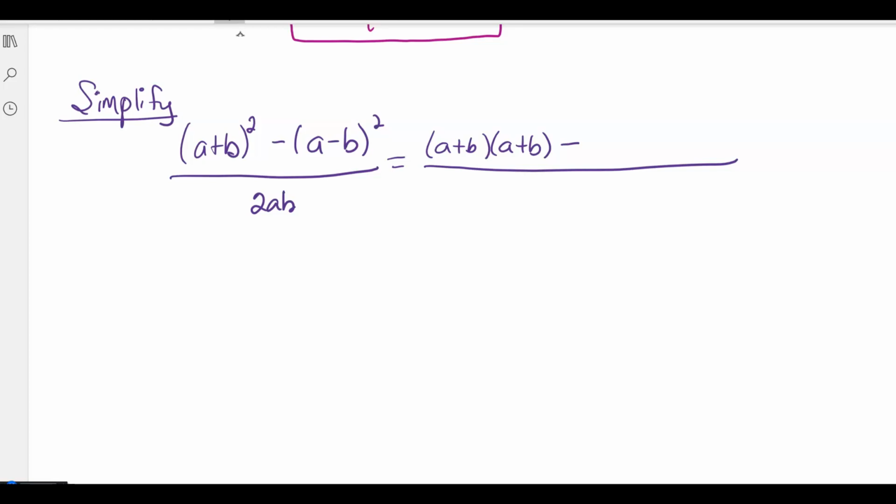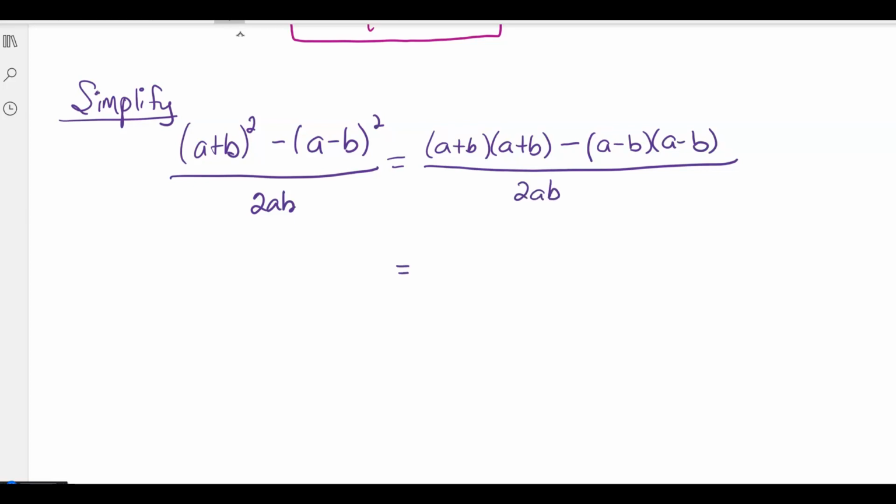So I see a lot of students just go a squared plus b squared. That is not true. A plus b squared equals a plus b times a plus b, and that does not equal a squared plus b squared. Also, on the other binomial square, a minus b squared, that means a minus b times another a minus b.